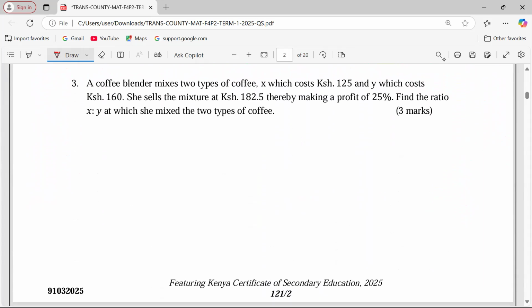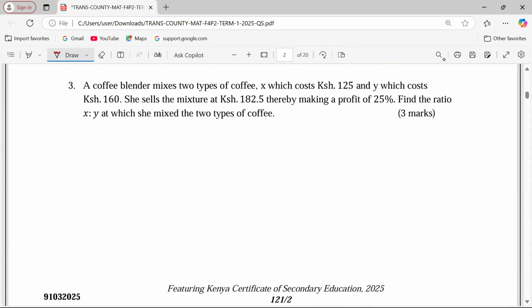Look at number 3. A coffee blender mixes 2 types of coffee, X, which costs 125, and Y, which costs 160. She sells the mixture at 182.5 Kenya shillings, thereby making a profit of 25%. Find the ratio X to Y at which she mixed the 2 types of coffee.